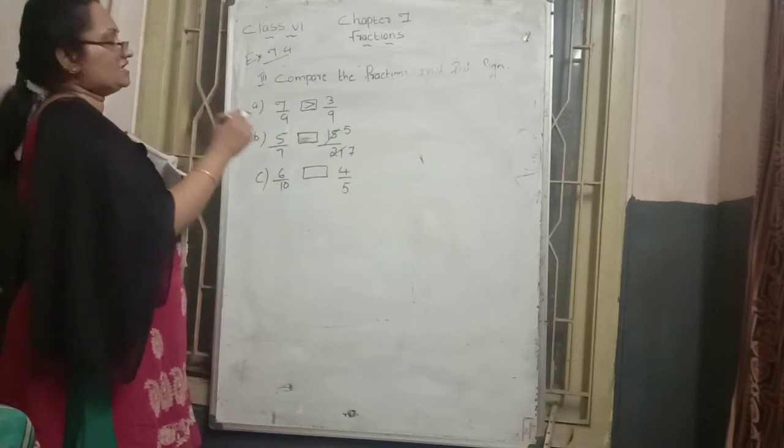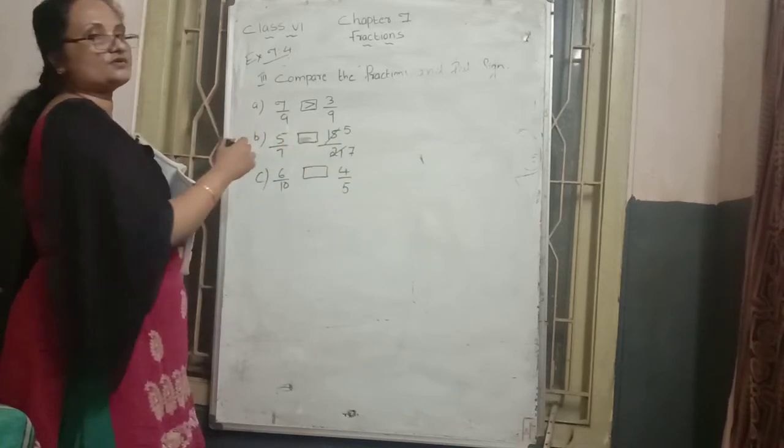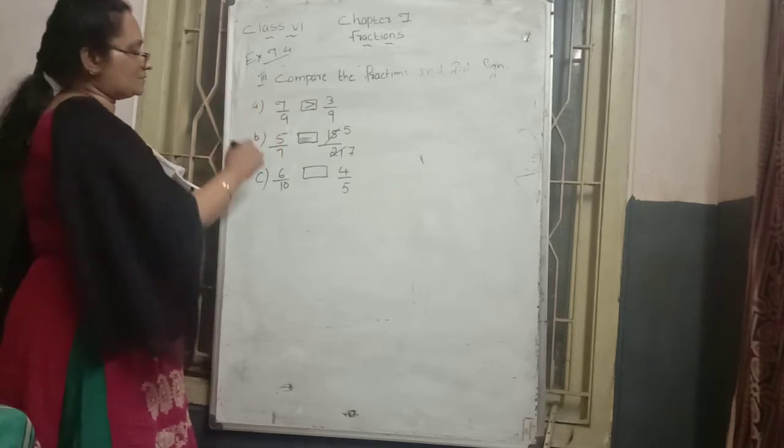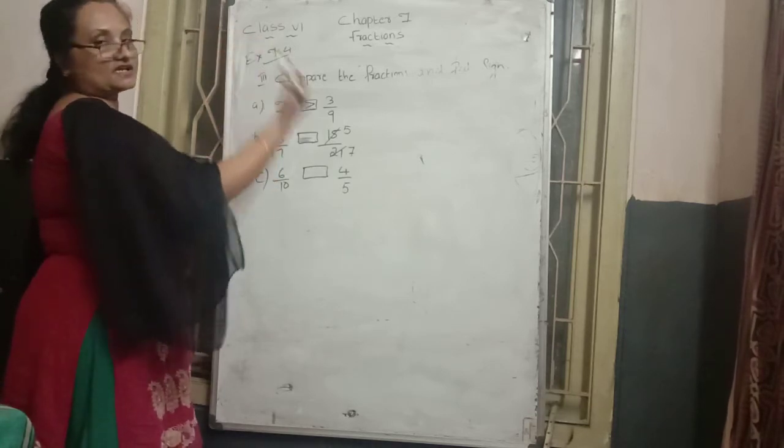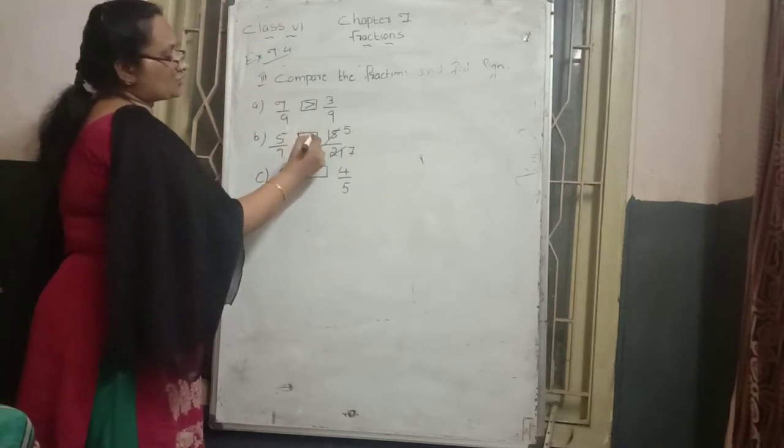Then see, 5 by 7 on the right side also. Which symbol do we keep? 5 by 7 on the left, and 5 by 7 on the right also. So which symbol? The equal symbol.